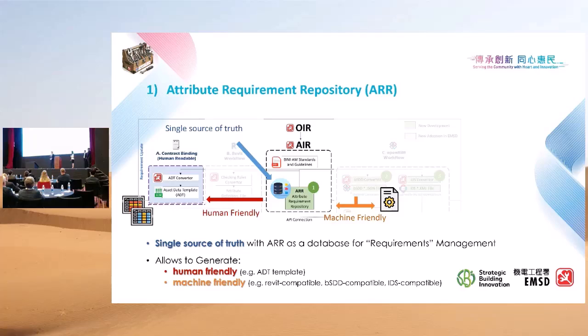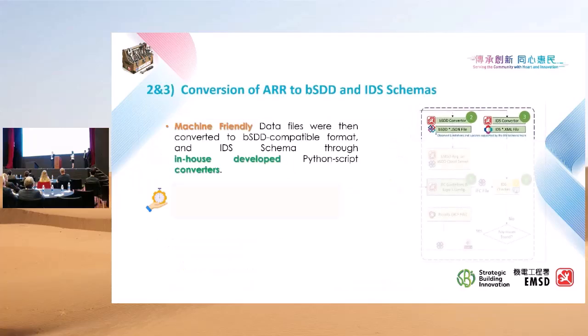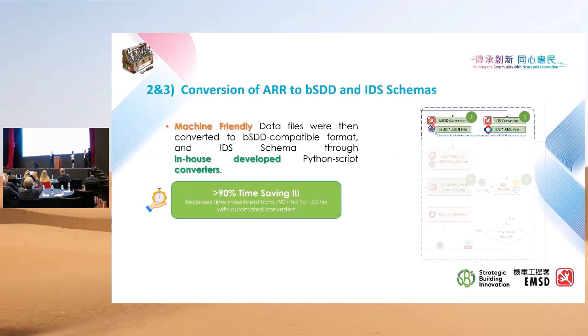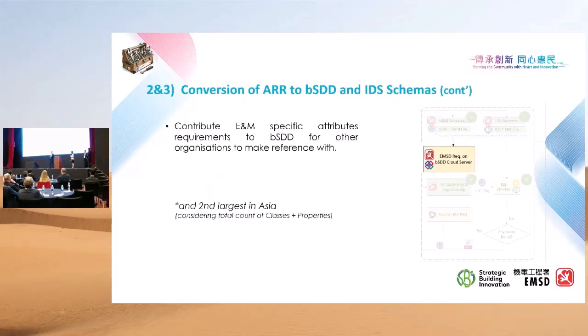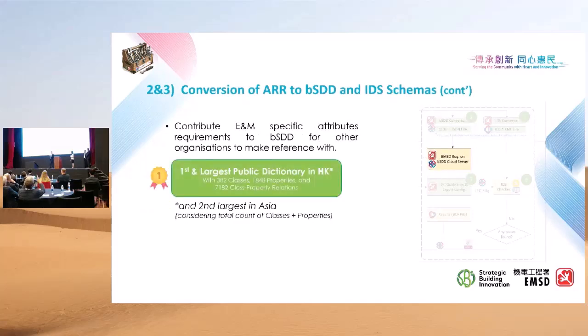But what are they for? These machine-friendly data files can then be pushed to 2 converters, also developed by us. A bSDD JSON file and an IDS XML file will be generated. With this automation, when there is an update on the requirement, 90% of time can be saved. And with the bSDD JSON uploaded to the BSI cloud server, it is the first and largest public dictionary in Hong Kong.